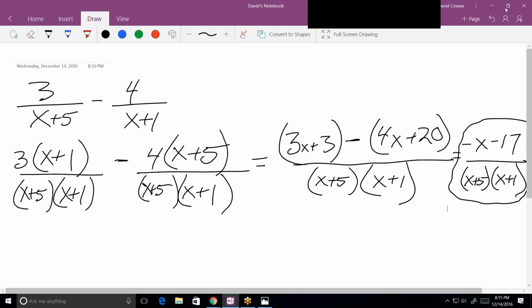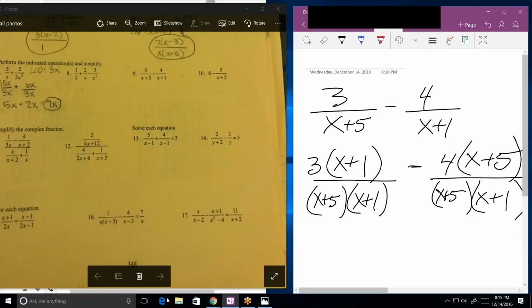Cool. All right. If we could do number 11, just so I can understand how to do it.